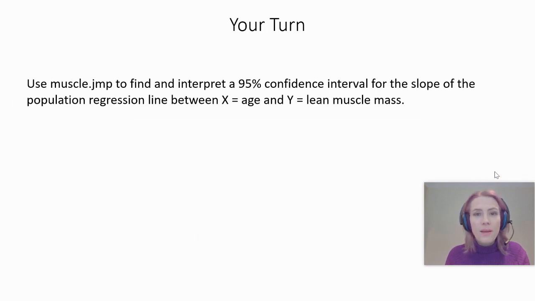All right, so why don't you open up the muscle data set and go ahead and try to find that 95% confidence interval, come up with the sentence of interpretation, and then come back and check, see how you did.